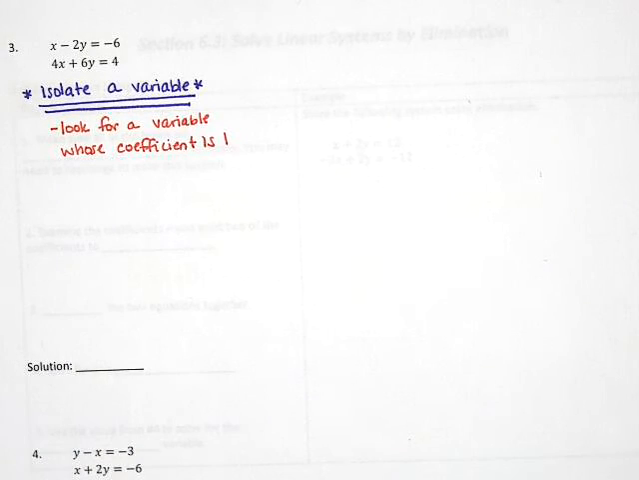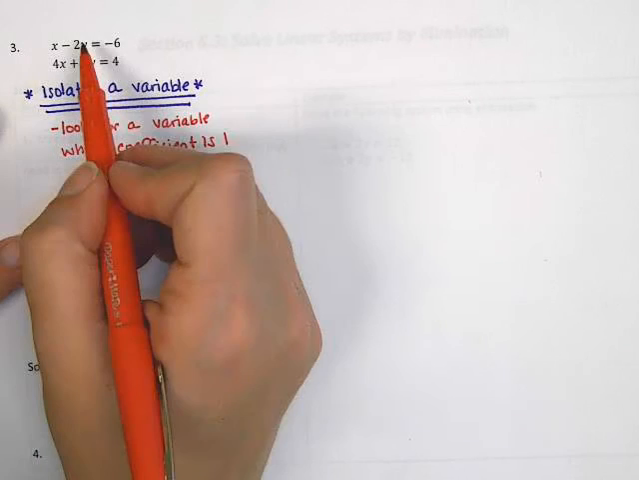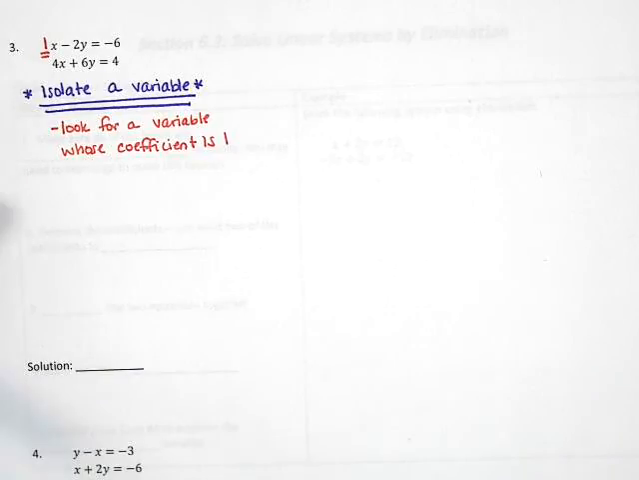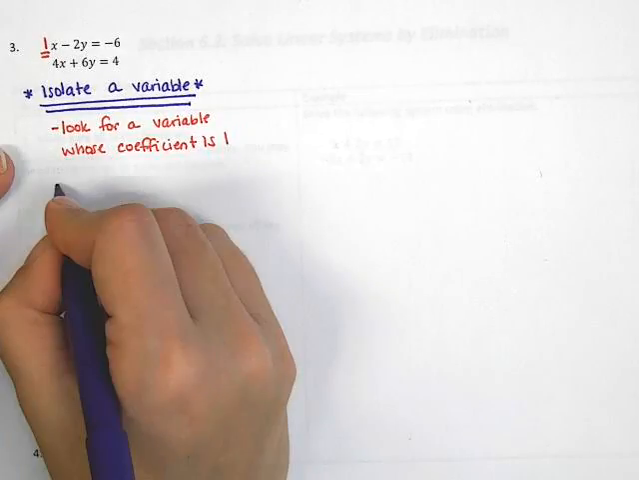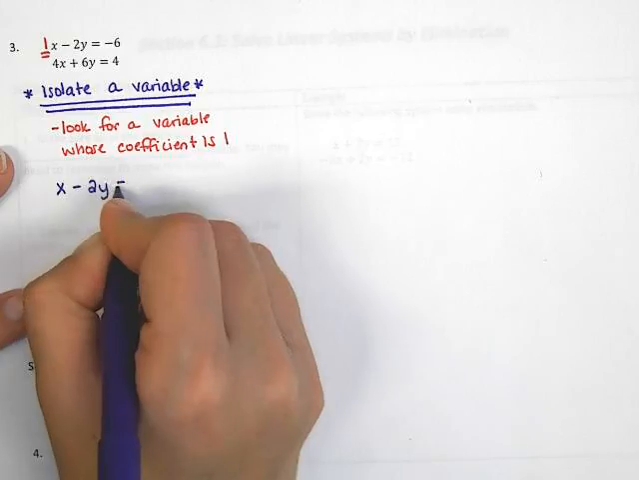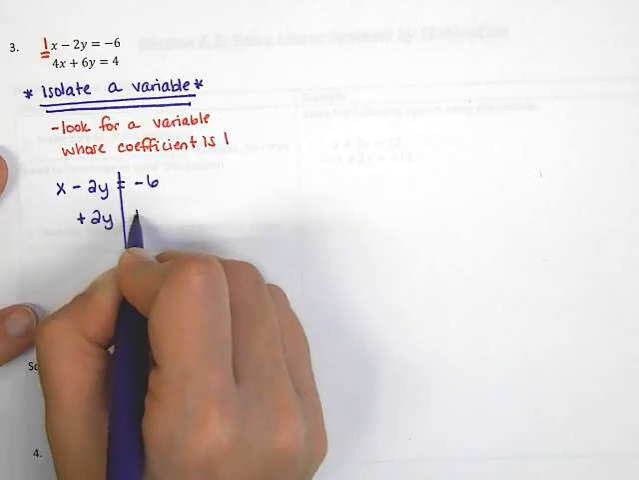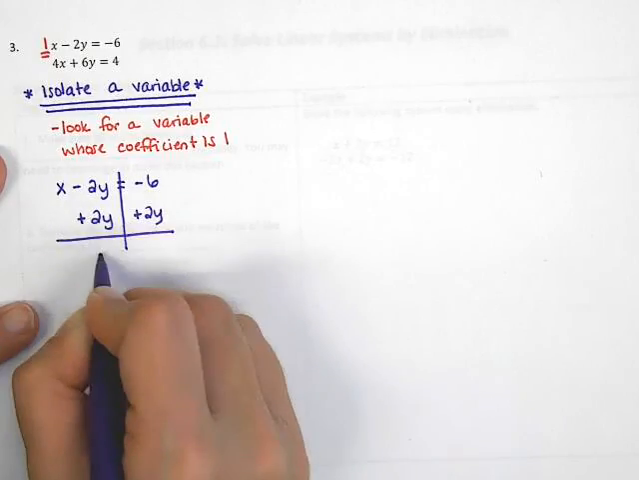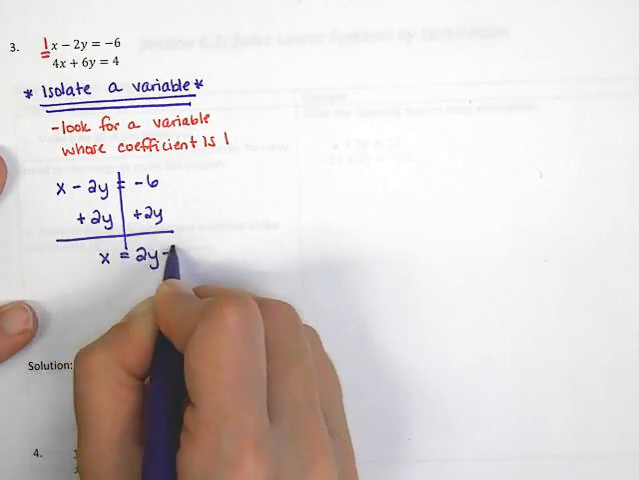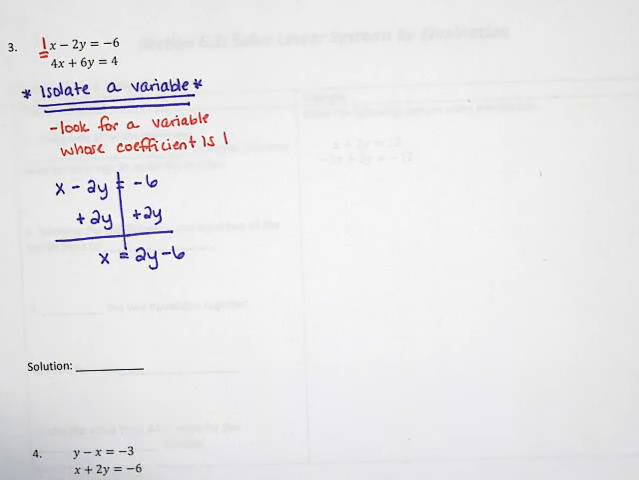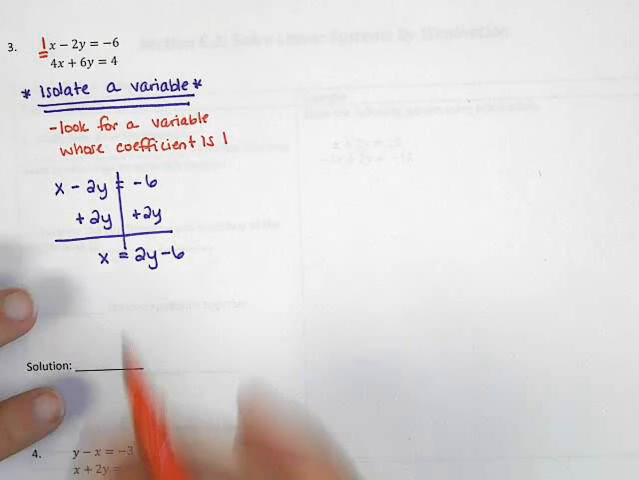And the reason I'm going to look for a coefficient of 1 is because those are going to be the easiest variables to get by themselves. If I look at this problem, the coefficient of the x in the first problem is a 1. That is my clue that I'm going to get the x in the first problem by itself. So to get the x by itself, I would add the 2y on both sides, and I would get x equals 2y minus 6. After that, I just finish up the problem the same way that I've been doing.